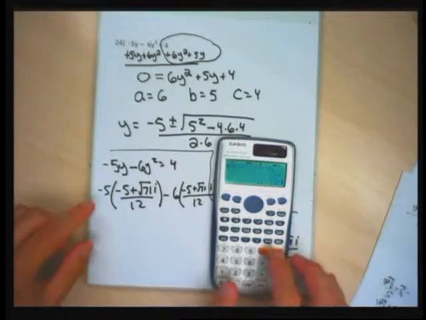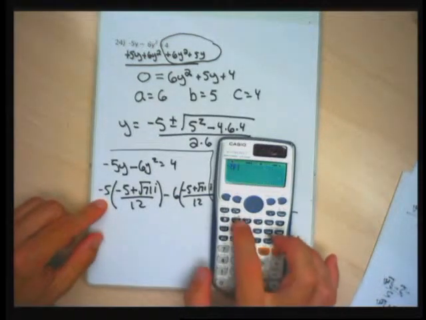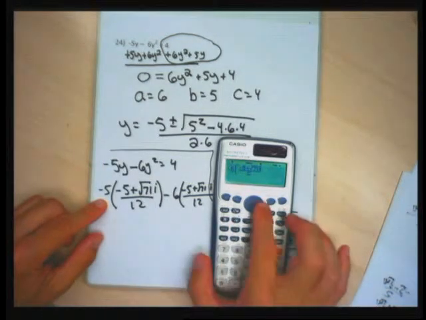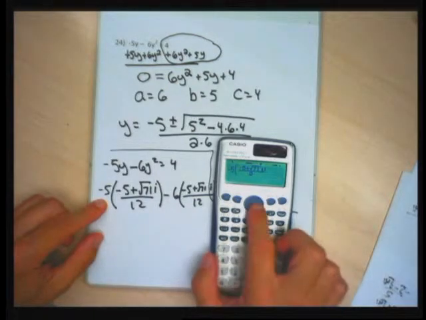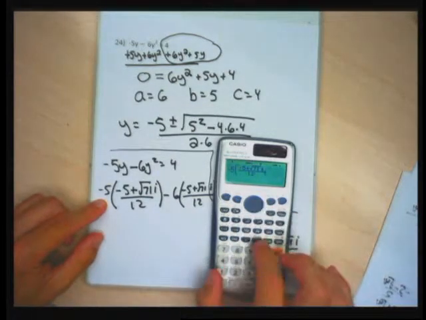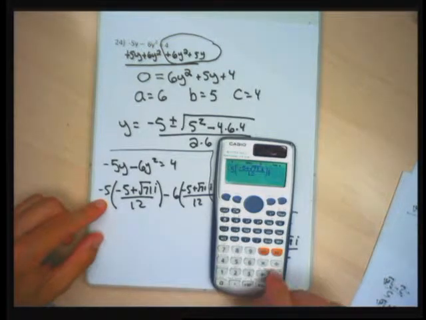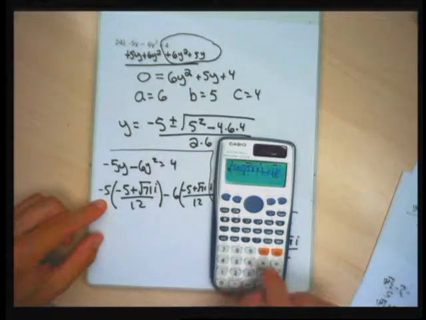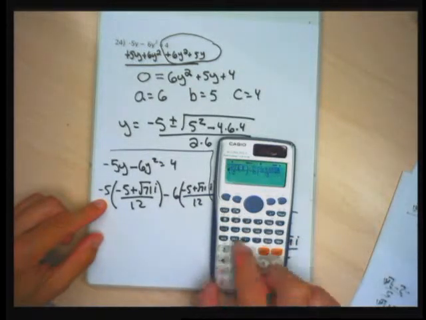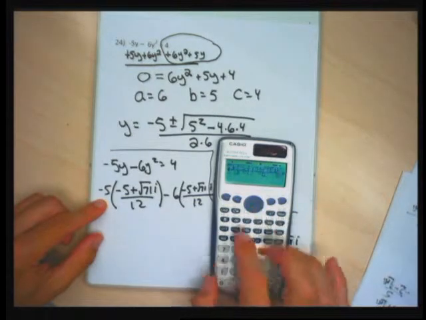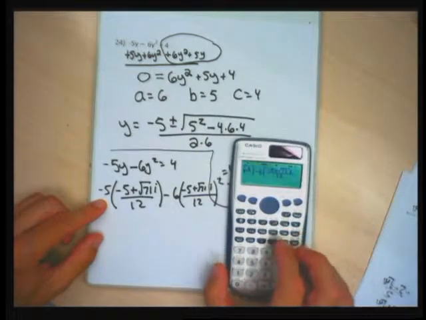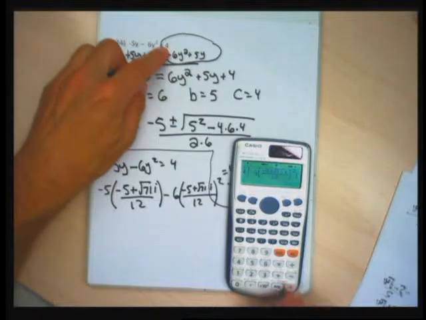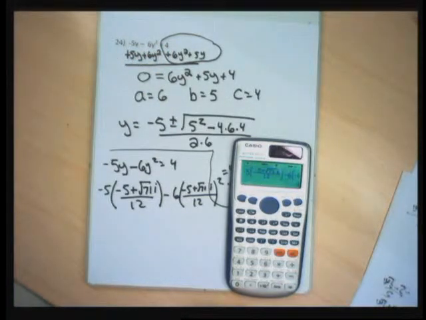So clear, negative 5 parentheses fraction, negative 5 plus the square root of 71, get out of the square root, get my i over 12, close out the parentheses, and then minus 6 parentheses fraction, negative 5 plus the square root of 71i over 12, this one's squared, so parentheses squared. And when I hit equals, it better be 4 because the right-hand side is 4. And it gave me 4.